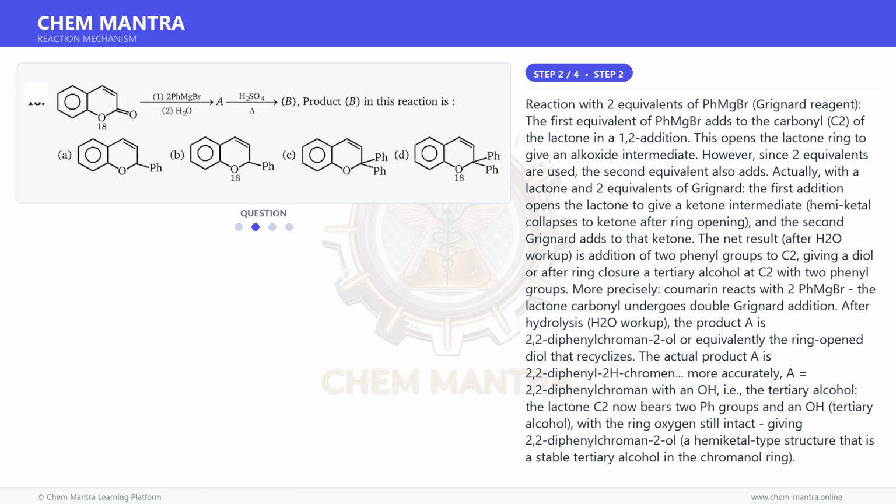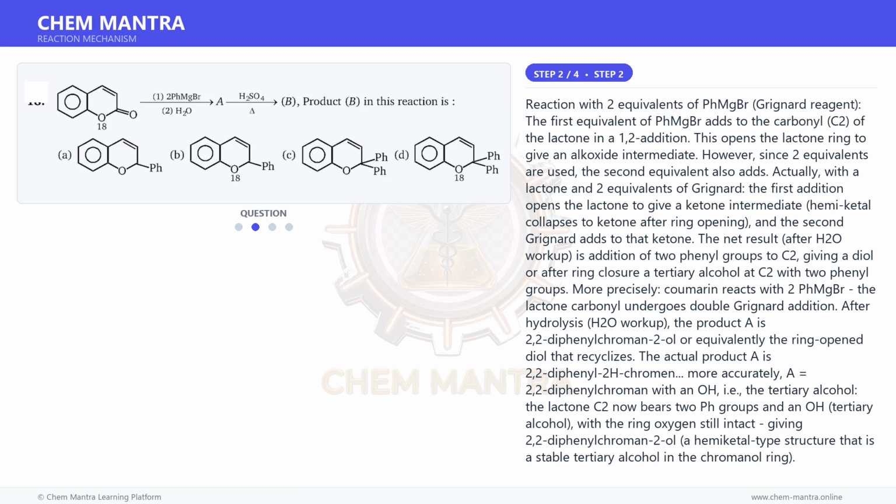More precisely, coumarin reacts with 2 PhMgBr, the lactone carbonyl undergoes double Grignard addition. After hydrolysis, H2O workup, the product A is 2,2-diphenylchroman-2-ol, or equivalently the ring-opened diol that recyclizes. The actual product A is 2,2-diphenyl 2H-chromene. More accurately, A is 2,2-diphenylchromene with an OH, i.e., the tertiary alcohol.